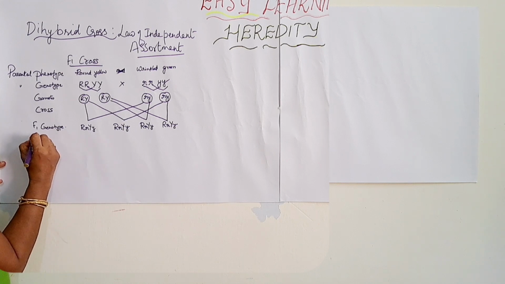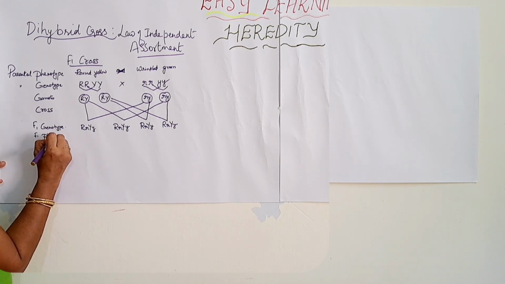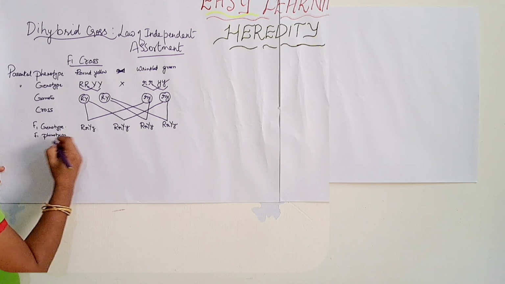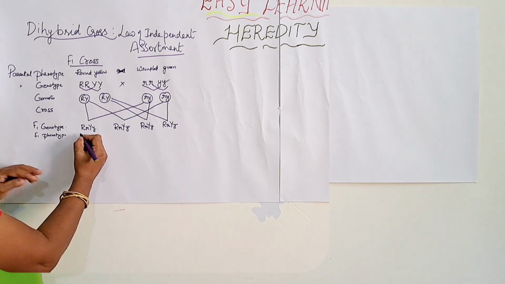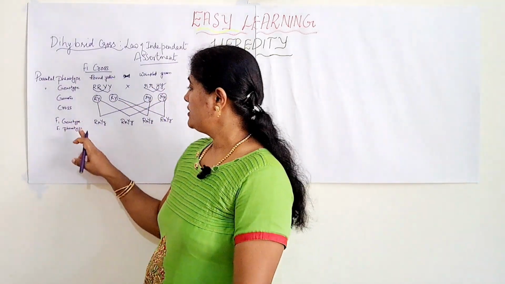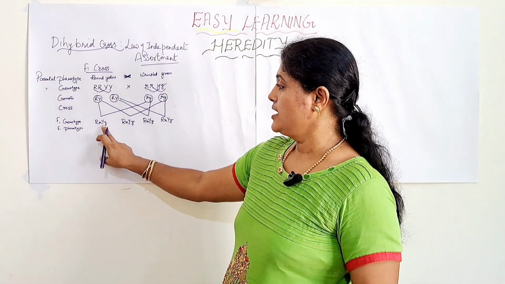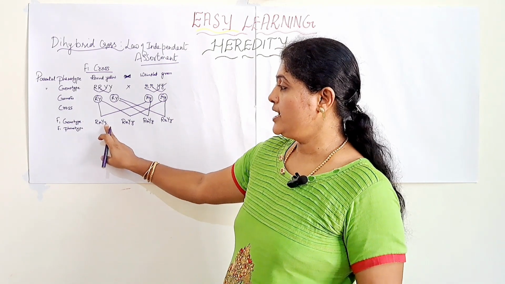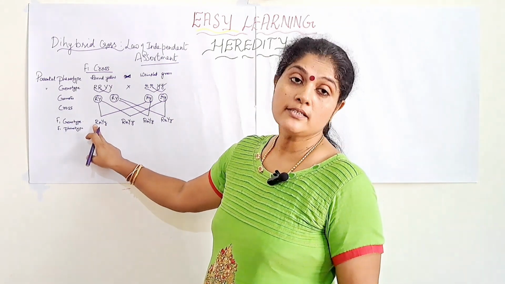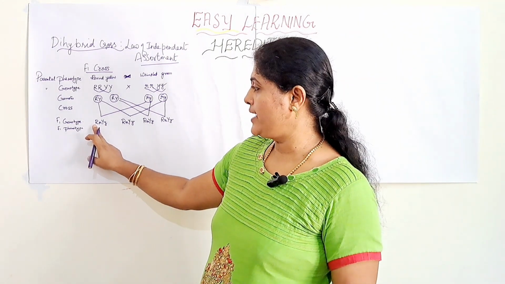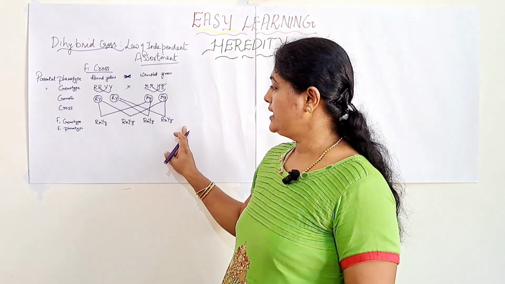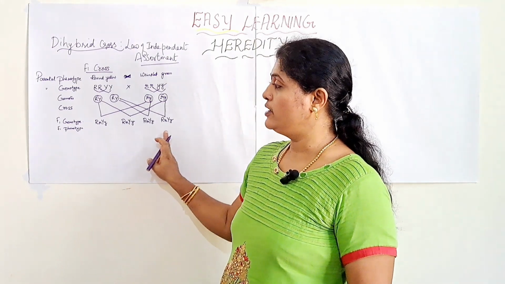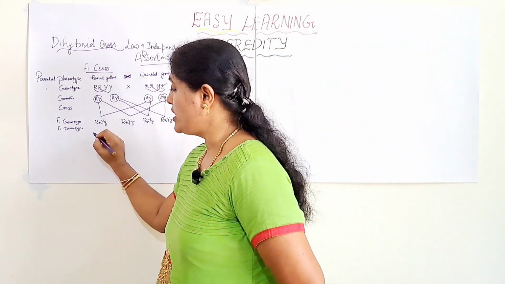So how will you write the F1 genotype? Here this R is the dominant trait, and this r is the recessive trait. Since the dominant trait for round is present there, and in yellow also the dominant trait is present there, all the seeds which he has got in the F1 generation are round and yellow.